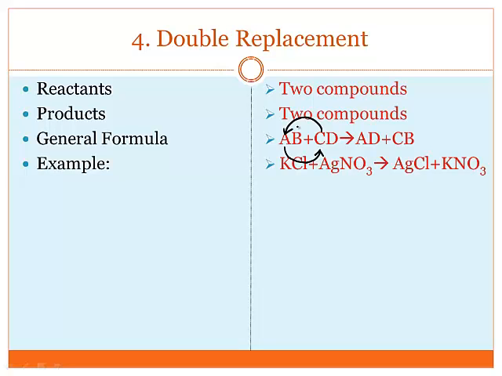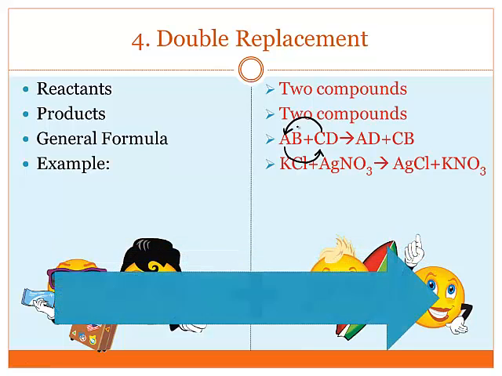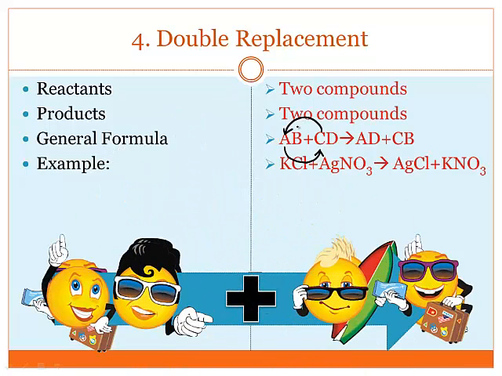So the double replacement reaction has two couples, or two compounds that come together in a space, in a solution where they're able to interact. And what they do is they switch partners. These are the swingers of the chemical world.